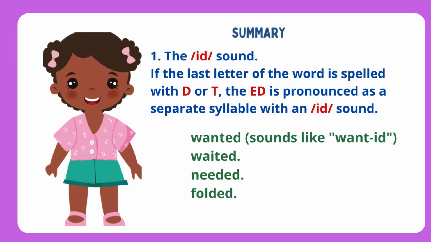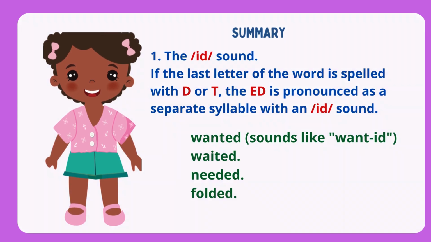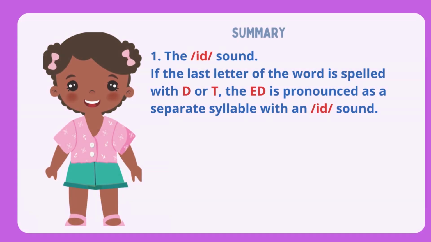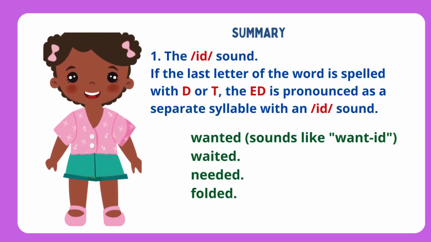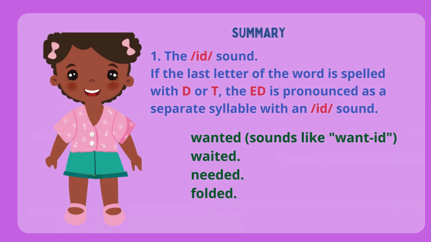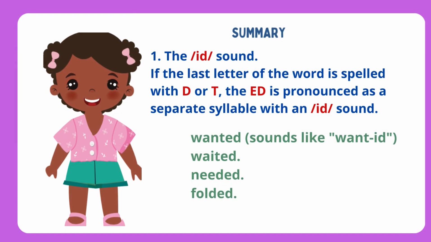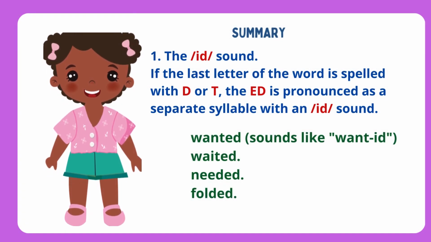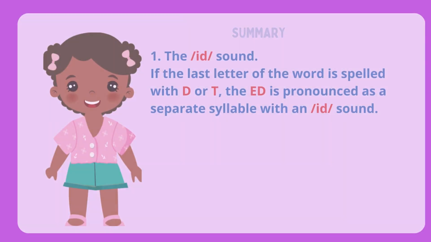Summary. 1. The id sound. If the last letter of the word is spelled with d or t, the ed is pronounced as a separate syllable with an id sound. Wanted sounds like wanted, waited, needed, folded.